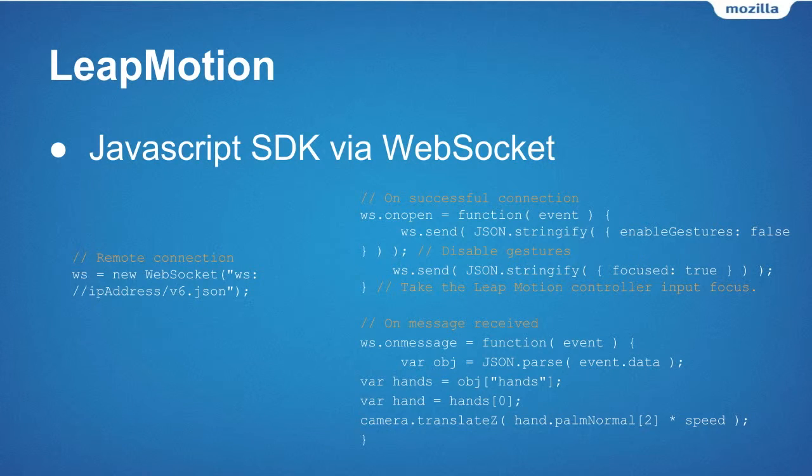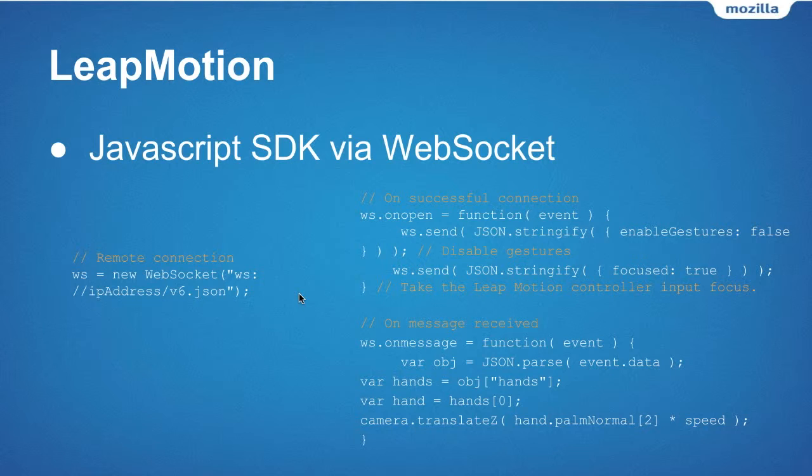In LeapMotion, it's also very simple for us. LeapMotion supports the WebVR SDK for any device if you are using TCP/IP. First, you have to construct the connection to LeapMotion. So first, you use the WebSocket protocol. You write the IP address of your computer and get the v6 JSON, and you will connect the device successfully.